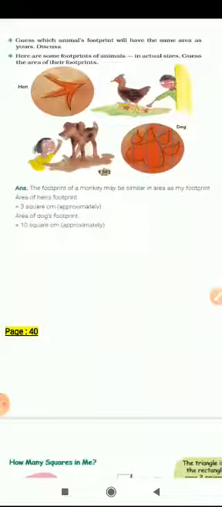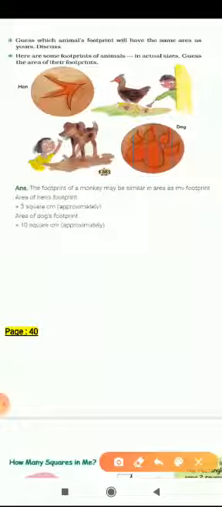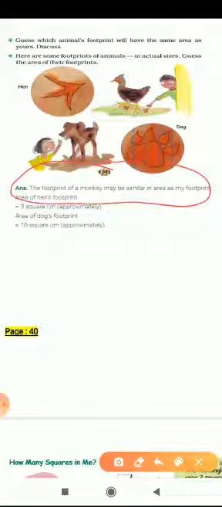Now let's move forward. Guess which animal's footprint will have the same area as yours. Discuss. I have written the answer. The footprint of a monkey may be similar in area to my footprint. Okay, I have written monkey because we know that a monkey is somehow similar to our body. So I have written monkey.